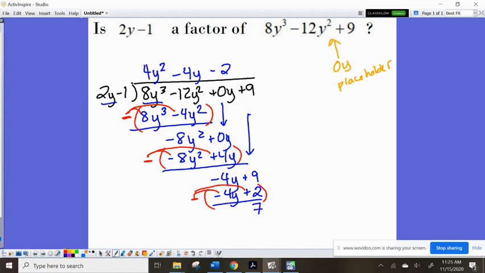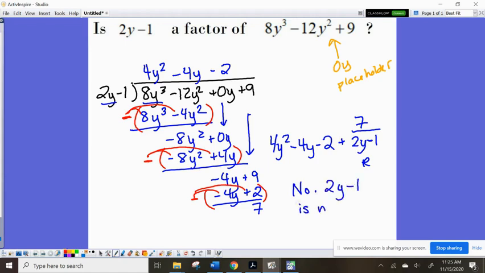That is our remainder. So when we write our quotient, our answer, we would write 4y squared minus 4y minus 2 plus our remainder, which is 7. It also needs to be divided by our divisor. So that little part at the end is our remainder. And because we do have a remainder, we can say no, 2y minus 1 is not a factor. When you get a remainder, make sure that you write it above the divisor.